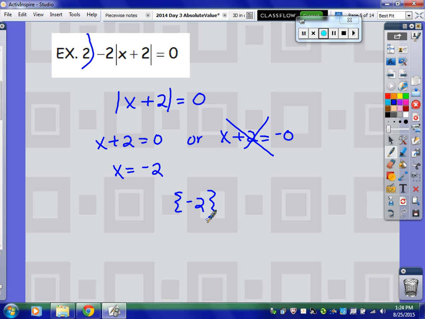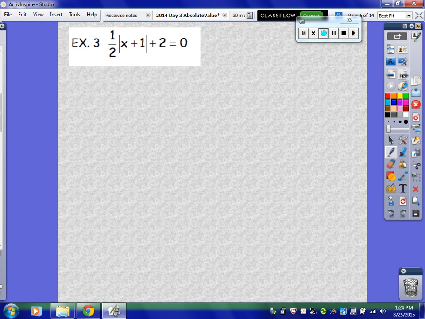Alright, let's look at the next one. Remember, this one had no solution. Why? What's going on with this? What do you have to do first? Hopefully you said isolate. So we're going to subtract 2. Equals negative 2. Then we're going to multiply by 2. And here we get the absolute value of x plus 1 is equal to negative 4.